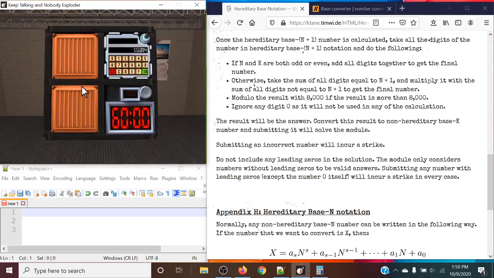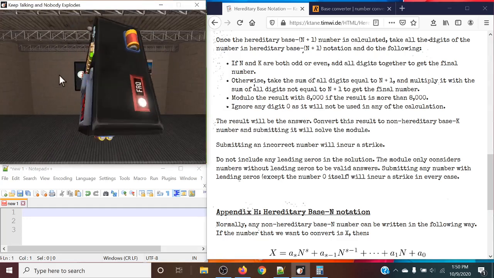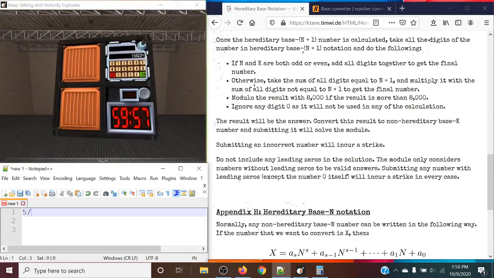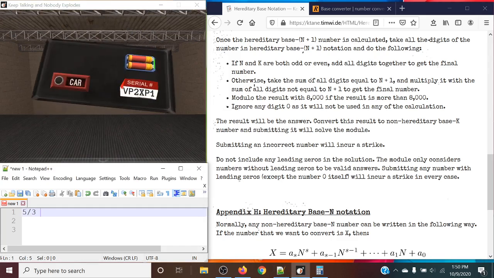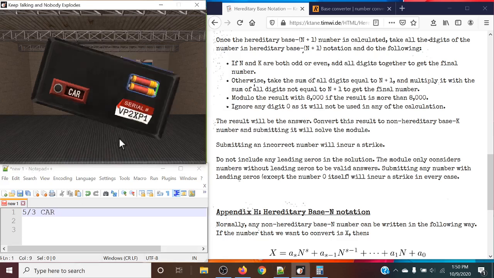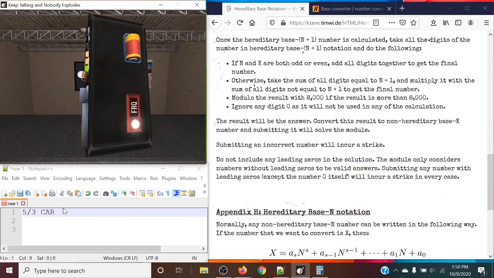Let's take a look at one final example, and let's hope this goes well. So we have 5 batteries and 3 holders, an unlit CAR, unlit SMD, and a lit FRQ.